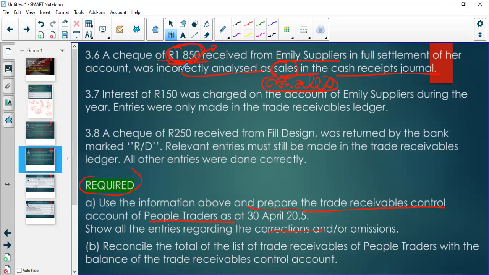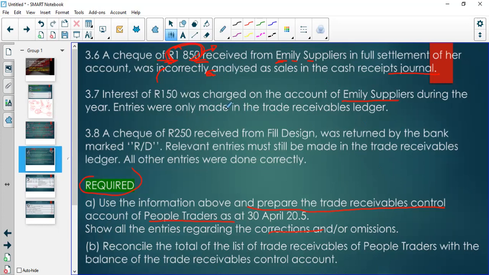So what we need to do, because this reduces the trade receivables, it reduces what the customers owe us, it's going to be a credit entry, which was omitted. Right? So it's going to be a credit entry, and the entry here is going to be made by the general journal because it's a correction. Right. Then we have interest that was charged to Emily Suppliers.